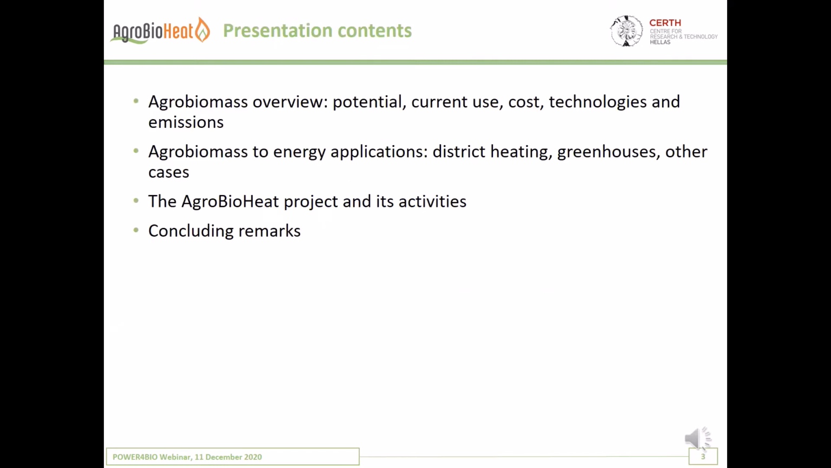Today I will be speaking about agrobiomass. I will start by giving a short overview of the potential, the current uses, costs, technologies and emissions of this type of fuel. I will give a few examples of how agrobiomass is used in energy applications. And I will also be speaking about what the agrobioheat project is doing to support agrobiomass deployment in Europe, and finally I will finish with some concluding remarks.